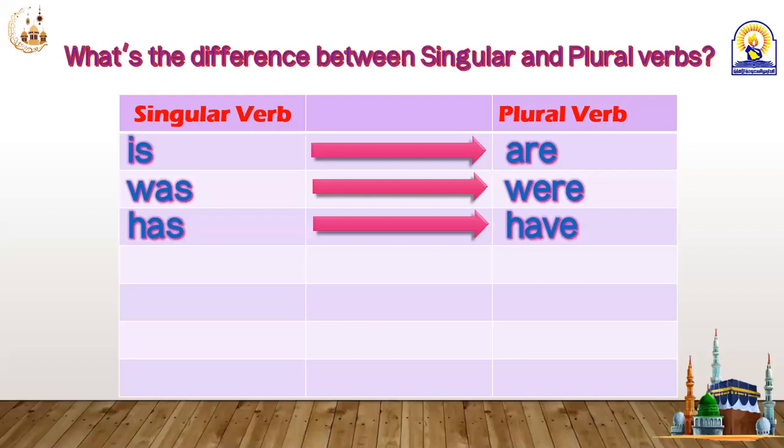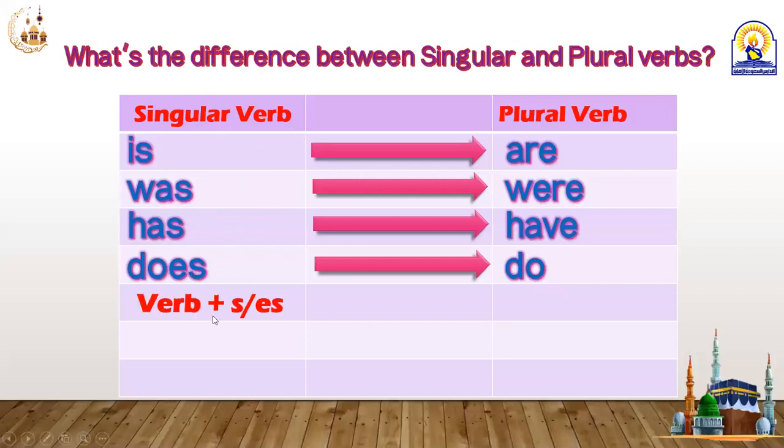Does, this is a singular verb. We use does after he, after she, after it, but we use do after we, after they, and after you. So all the verbs on the left are singular verbs, and all the verbs on the right are plural verbs. This is for is, was, has, and does. What about other verbs? Like play, like go, drink, speak, sleep.